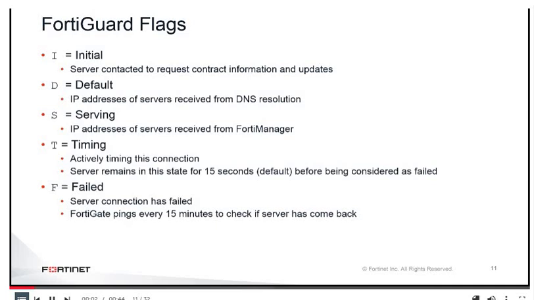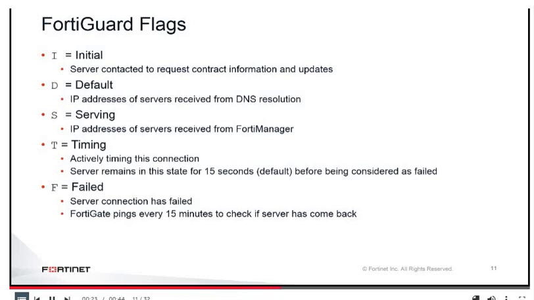The output of the command diagnose debug rating shows flags beside some of the servers. I equals the server initially contacted to validate the license and get the server list. Usually there is only one server with this flag. D equals the IP address FortiGate got when resolving the name service.fortiguard.net.